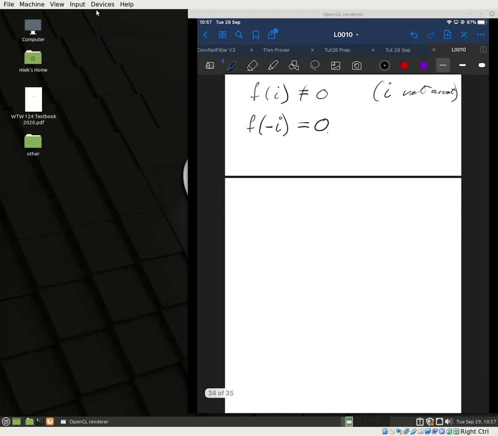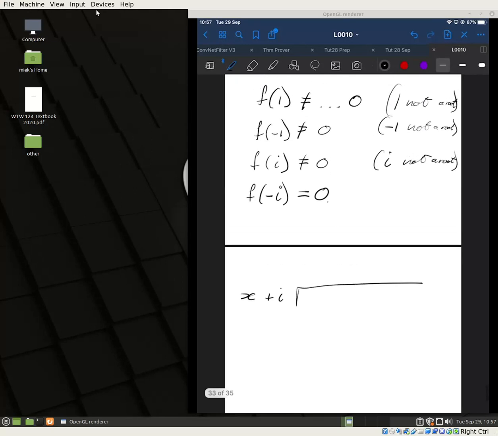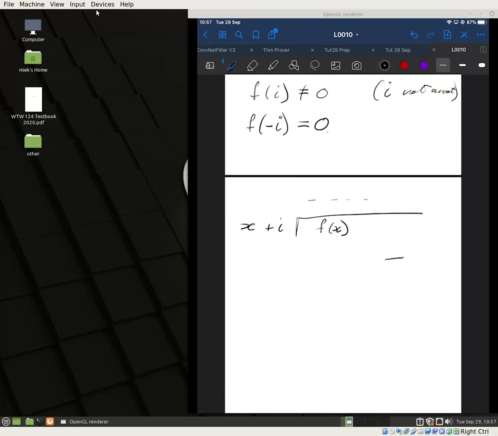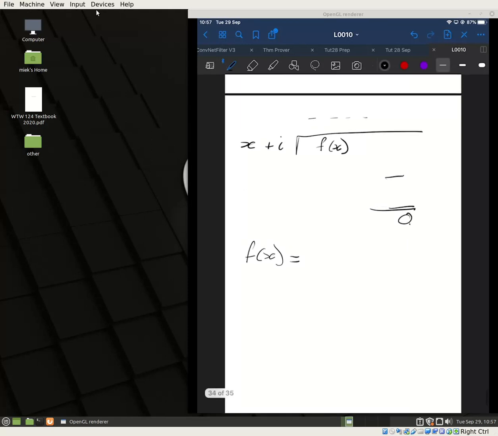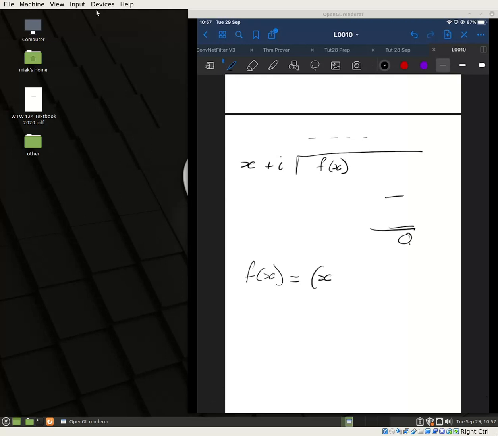Okay, so now performing long division. So what will we do? We will perform long division on our polynomial, and what we will see is that our remainder is equal to 0. That we will also leave as an exercise, and we will see that f of x factorizes as follows: x plus I times 2x squared plus 3ix minus 1.